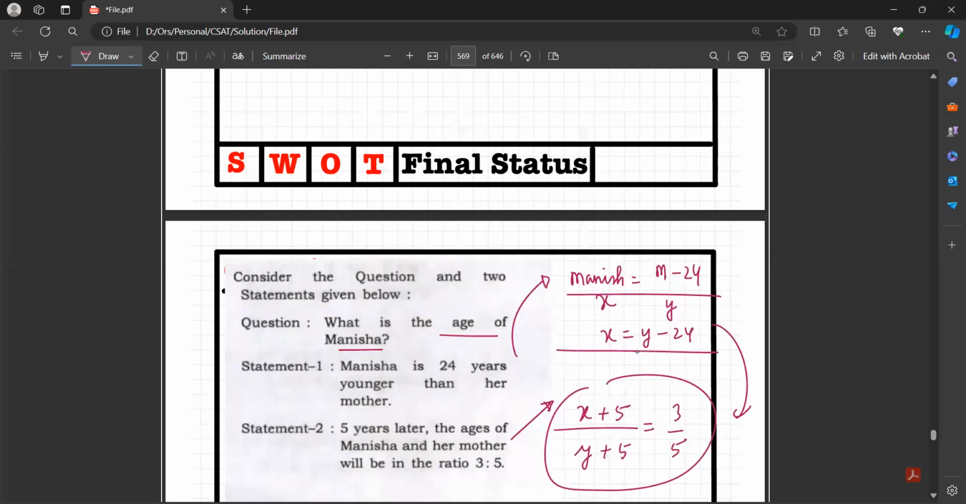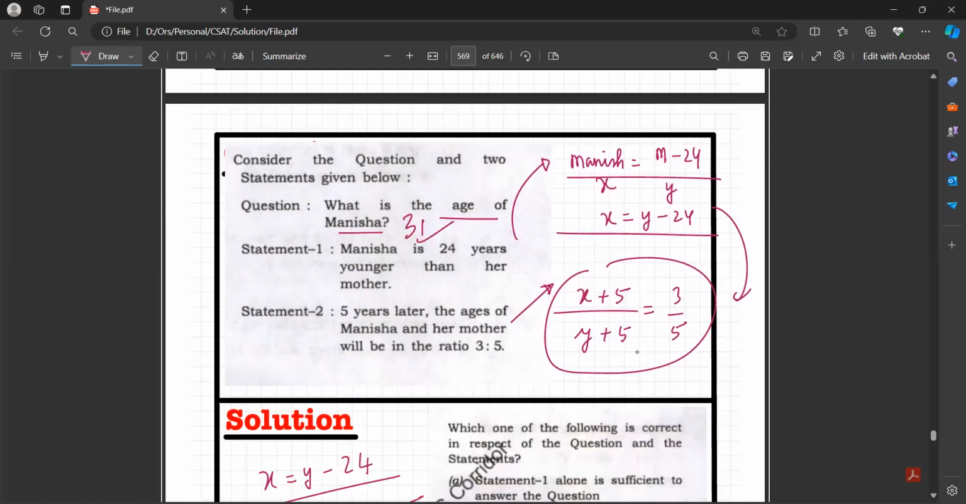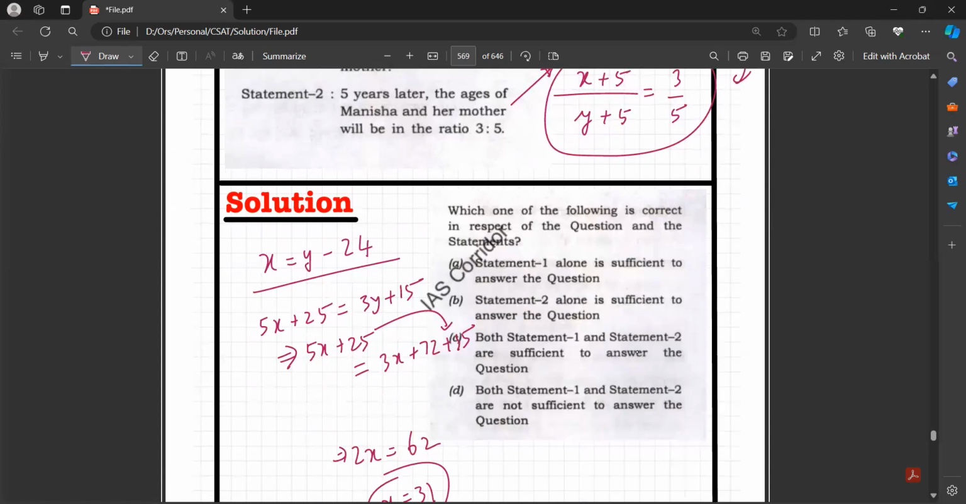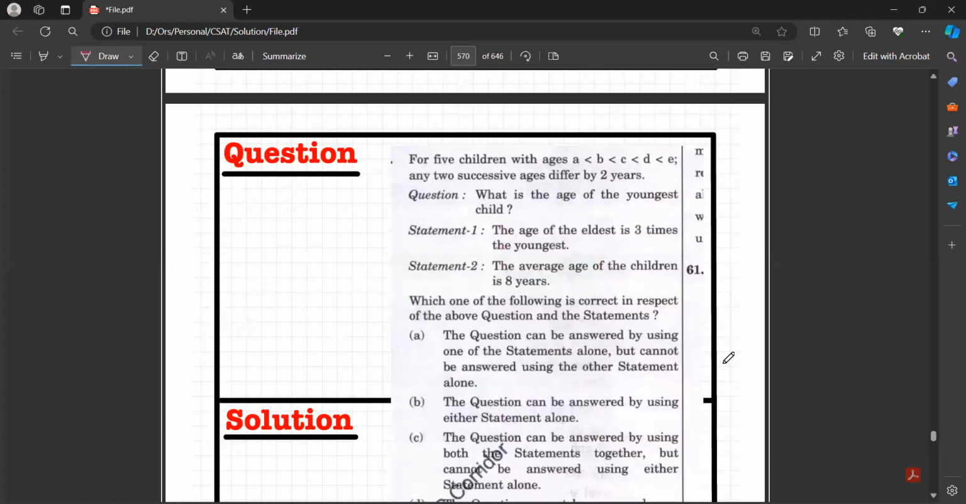So x was Manisha's age. Can you find Manisha's age? Yes, 31, using both the statements. Let us read the statements. Statement 1 alone is sufficient to answer the question? No. Statement 2 alone is sufficient to answer the question? No. Both statements are sufficient to answer the question? Yes. So C will be your answer. Got it? Let us proceed to the next problem.